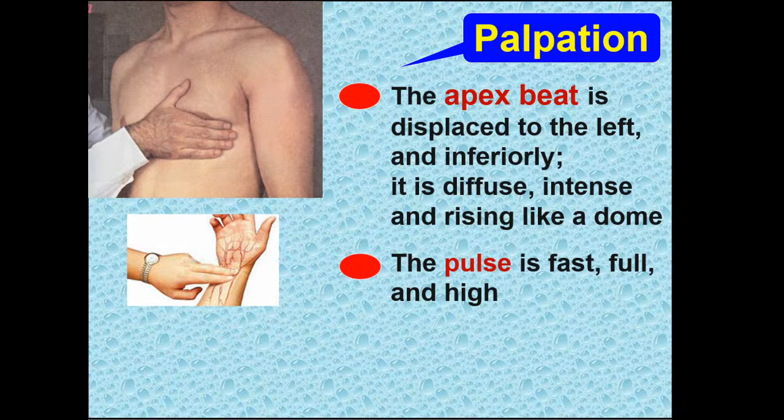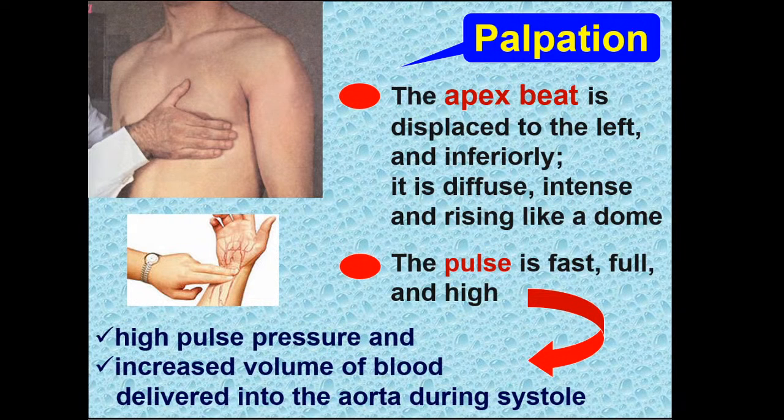The peripheral pulse will be fast, full, and high at the beginning of the systolic period because of high systolic pressure, high pulse pressure, and increased volume of blood which is ejected into the aorta during the systolic period. But then it very quickly decreases, which is called a fast pulse, because the volume of the pulse changes. First of all full, and then empty.